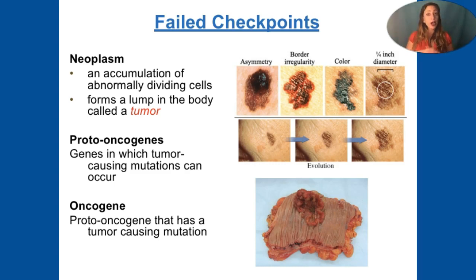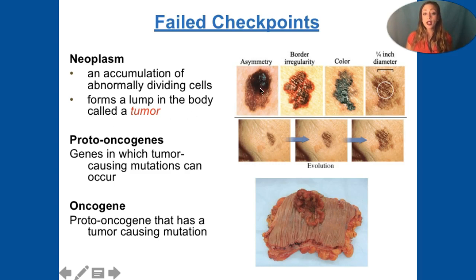Also, remember, telomerase is allowing the cancer cells to continue to divide when they shouldn't. That's what causes uncontrollable cell growth. They divide and divide so rapidly and so fast. That's what causes cancer. A neoplasm is an accumulation of abnormally dividing cells. It forms a lump in the body called a tumor.